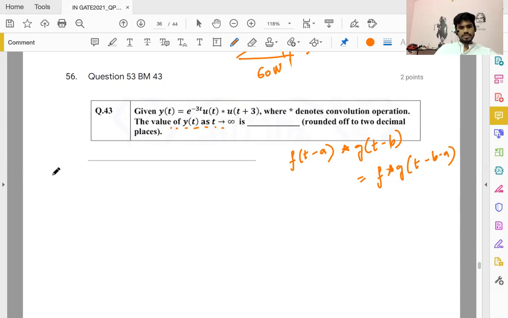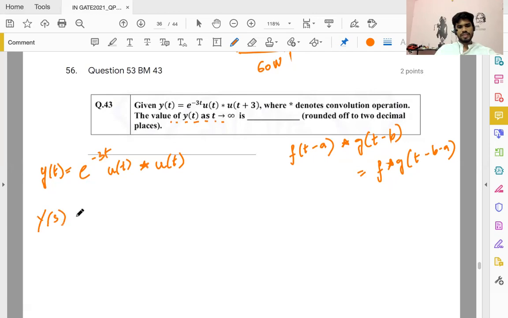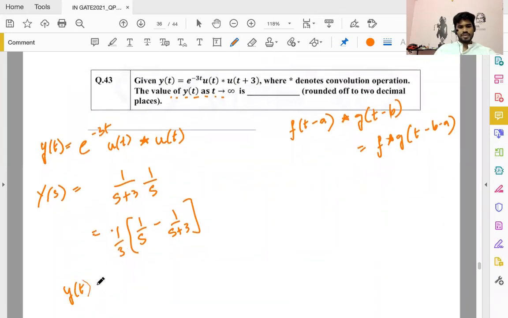So why use this? Because a simpler function to study here is y of t. This is hard: e power minus 3t u of t convolving with u of t. This is simple. Now notice y of s is easy to find. It is technically 1 by s times 1 by s plus 3, as a partial fraction. This is 1 by s minus 1 by s plus 3. The 3 will remain, so divide by 3. So your y of t is actually 1 by 3 times 1 minus e power minus 3t, u of t. I'm taking that u of t outside.